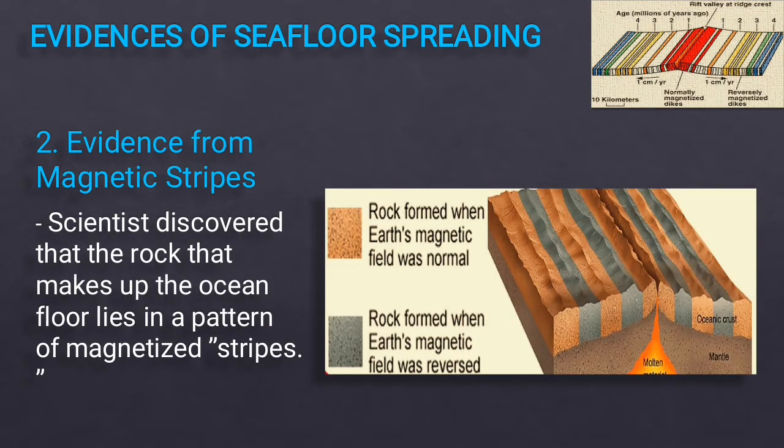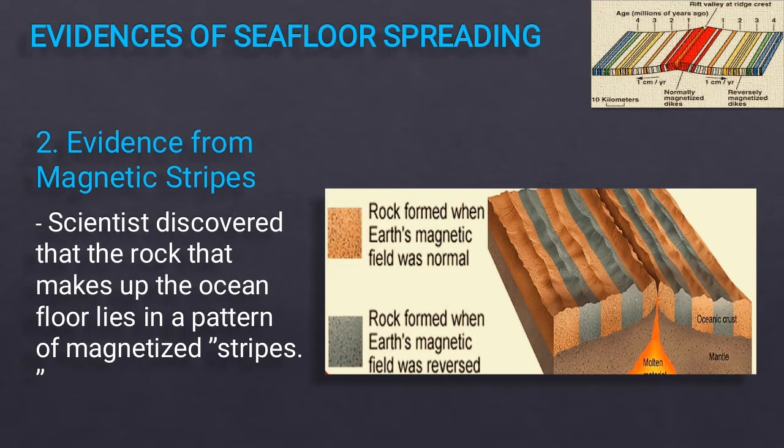Evidence from magnetic stripes. Earth behaves like a giant magnet with a north and south pole. Evidence shows that the Earth's magnetic poles have reversed themselves, most recently approximately 780,000 years ago. Scientists discovered that the rock that makes up the ocean floor lies in a pattern of magnetized stripes. The rocks of the ocean floor contain iron bits. As they cool and harden, the iron lined up in the direction of the Earth's magnetic field.